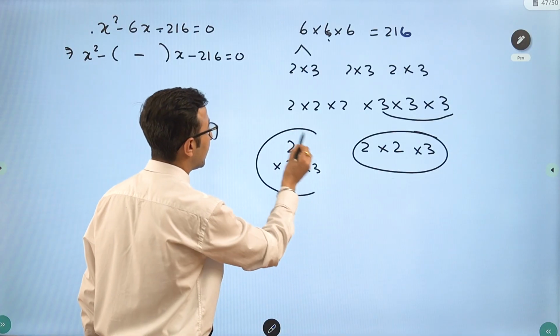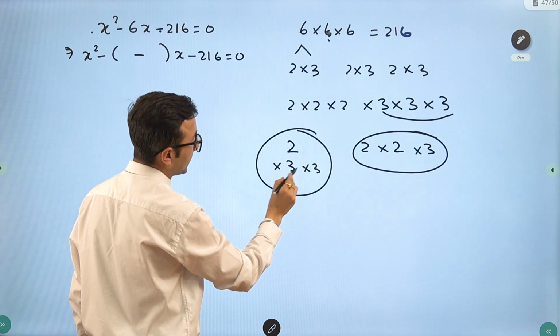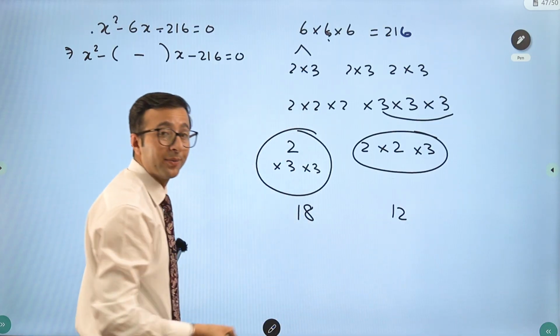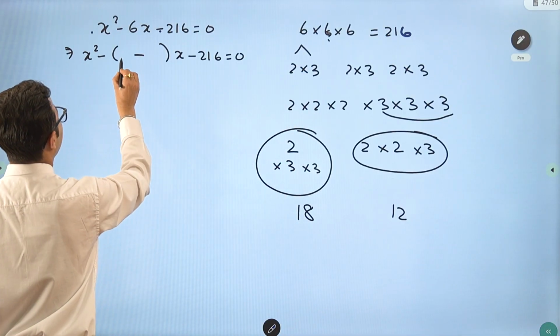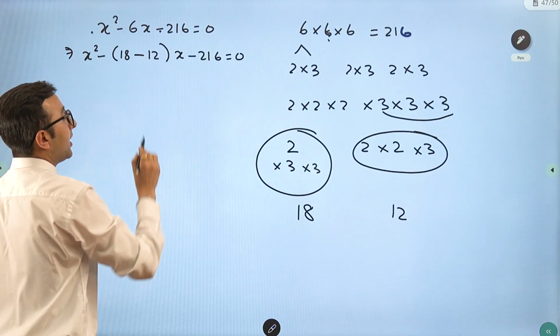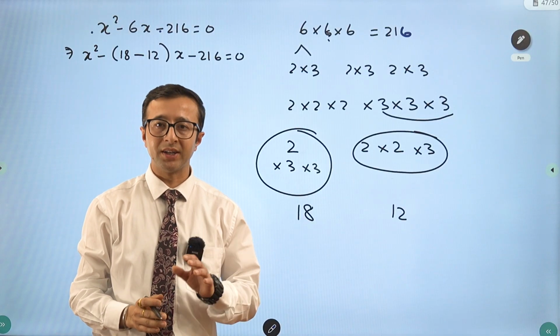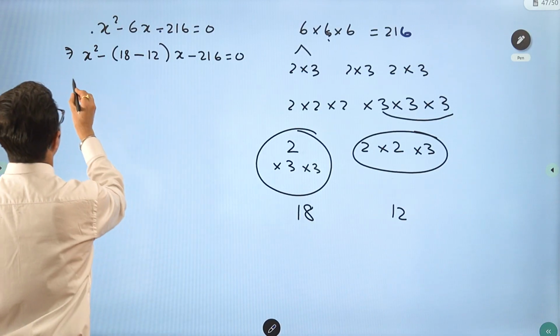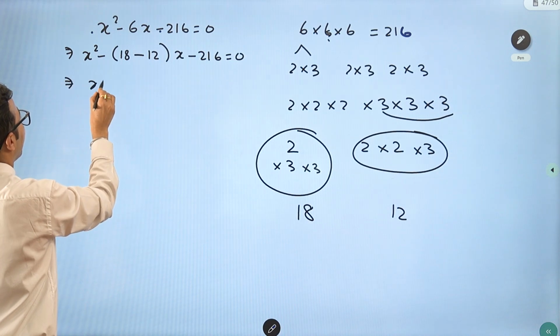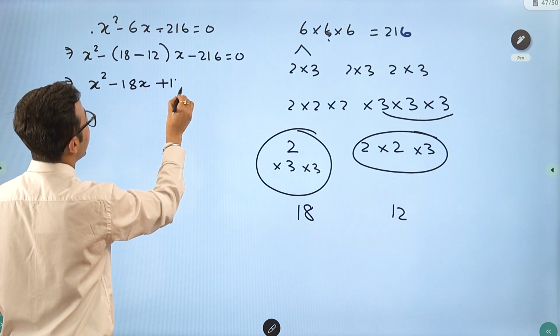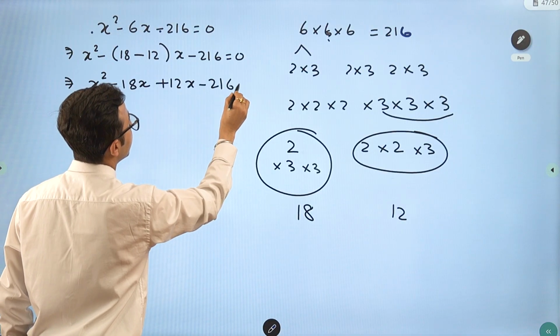Now we are getting that 2 3's are 6, 6 3's are 18, and here 3 2's are 6, 6 2's are 12, and 18 minus 12 is 6. So we will be writing here 18 minus 12. If you follow the trick of this even and odd, the middle term splitting will be very easy. So now x square minus 18x plus 12x minus 216 is equal to 0.